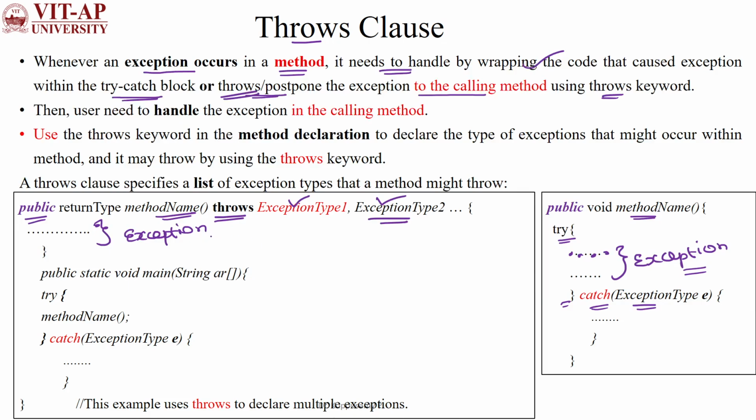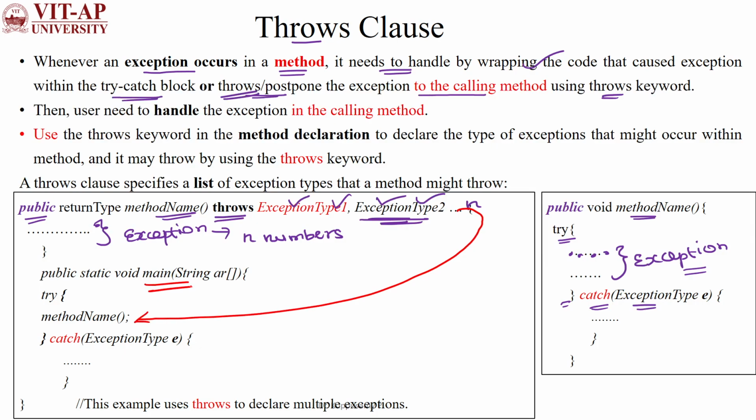And also one more thing, there is the possibility of n number of exceptions. If n number of exceptions are raised, those n exception types should be mentioned here. That's why they should be mentioned in the form of a list, up to n exception types. Then after raising these exceptions, they should be thrown to the method which is called inside the main method.